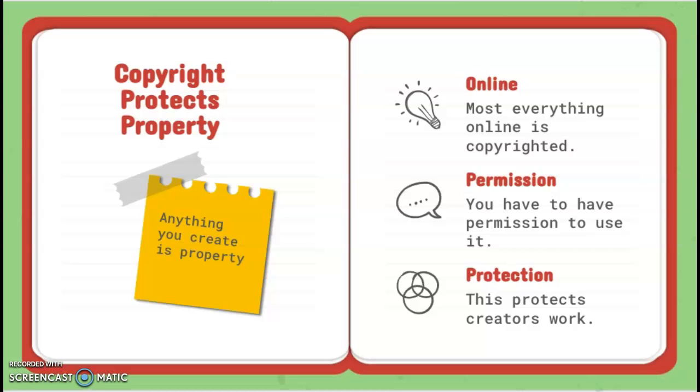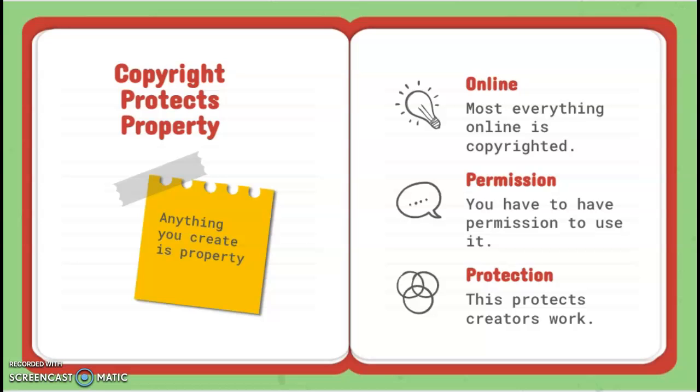So the legalese definition can be difficult to understand, so let's break it down a little bit more for our purposes. So the bottom line is that copyright protects property, and property can be anything that you own or create. So just like maybe a car is your property, so would be the things that you create. So anything that you create is your property, and anything anybody else created is their property.